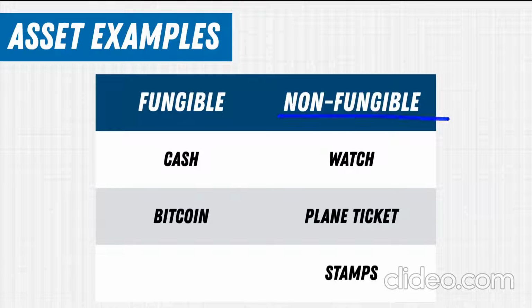But then let's take a look at non-fungible assets. And I took some time to jot down a couple of examples here. One can be watches, right? Another could be plane tickets. And yet another could be stamps. Okay. Let's zoom in a bit more, and let's see why these are defined as non-fungible. But let's go back to this real quick.